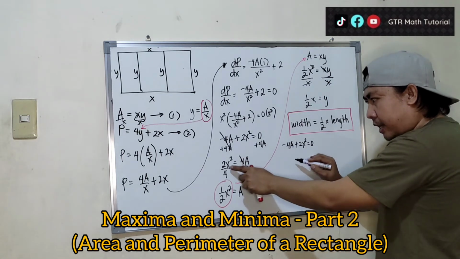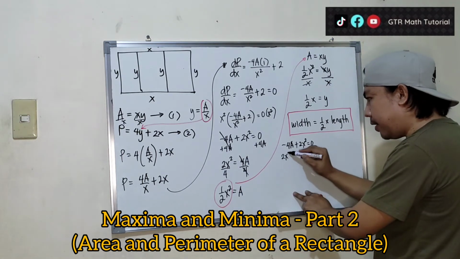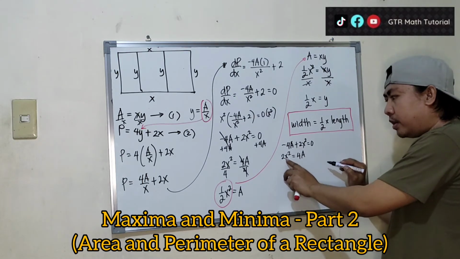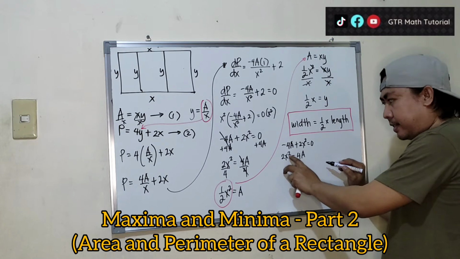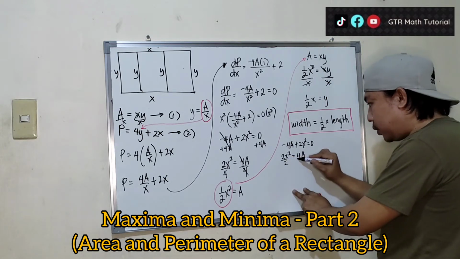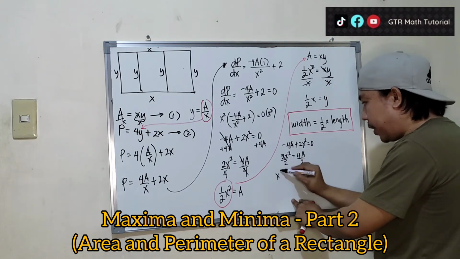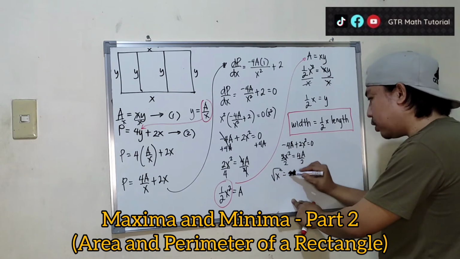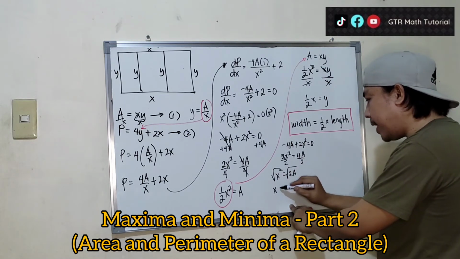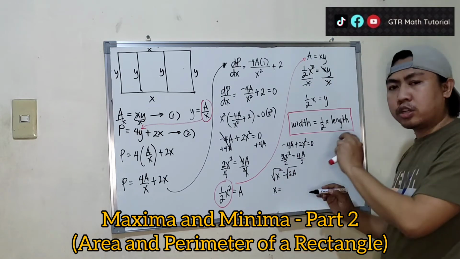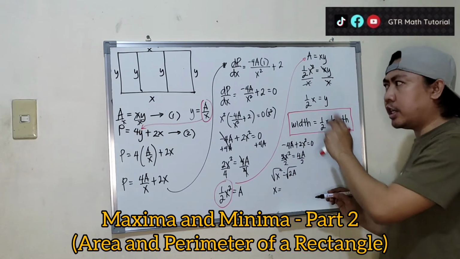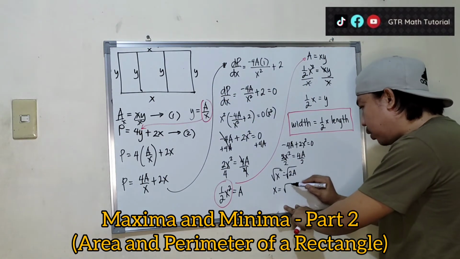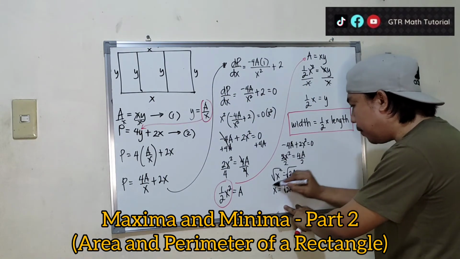So just like this, we have 2x squared equals 4a. Then solve for x, so divide both sides by 2. Therefore, x squared equals 4 divided by 2, which is 2a. Then extract the square root of both sides. So x is equal to plus or minus square root of 2a, or since we're looking for length, there is no negative length, so square root of 2a. So that is the value of x.